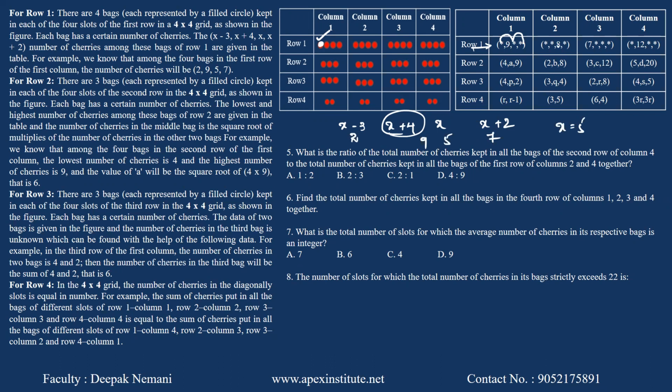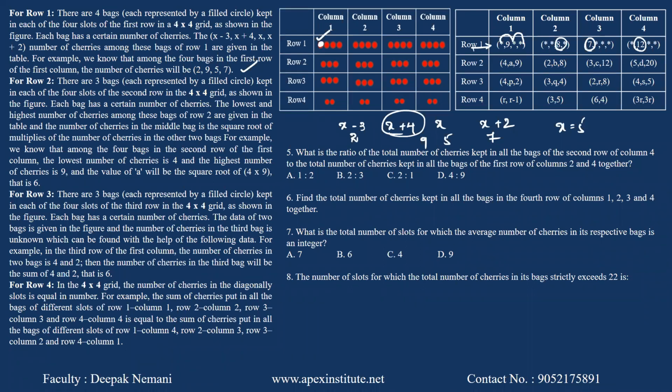So similarly, here in the first row, second column, we are given the value of x. X is equal to 8. Here, x minus 3 is equal to 7, and x plus 4 is equal to 12. So from this given data, we can determine the number of cherries in each bag in row 1.